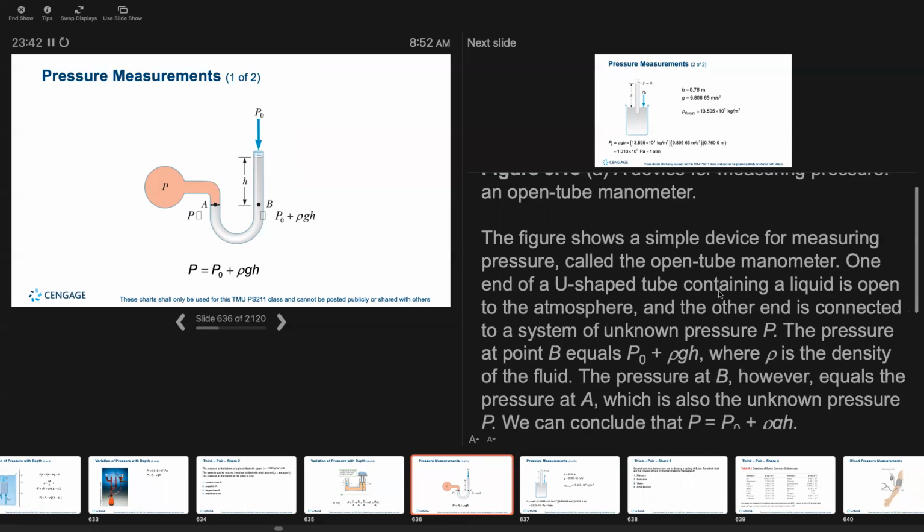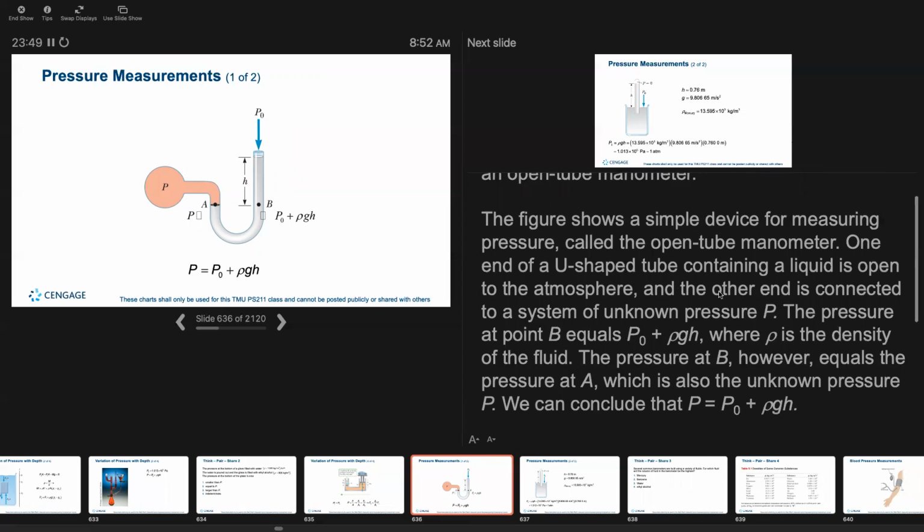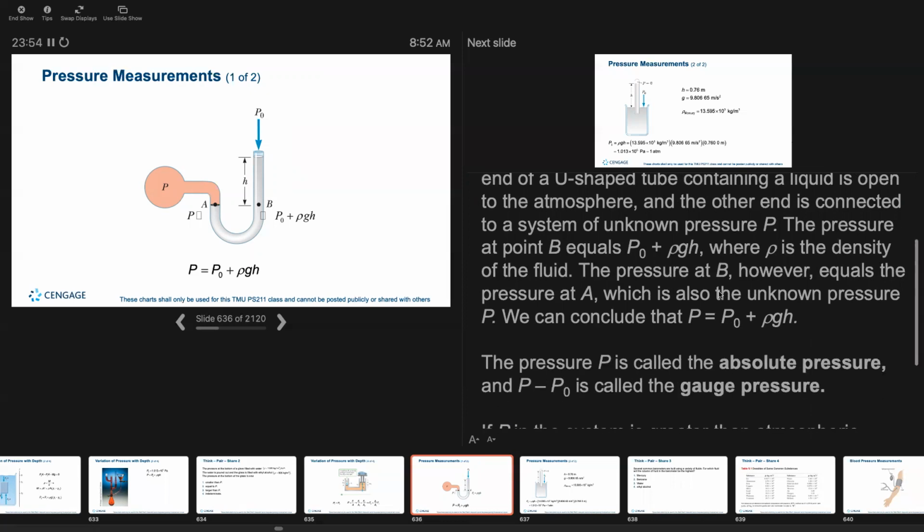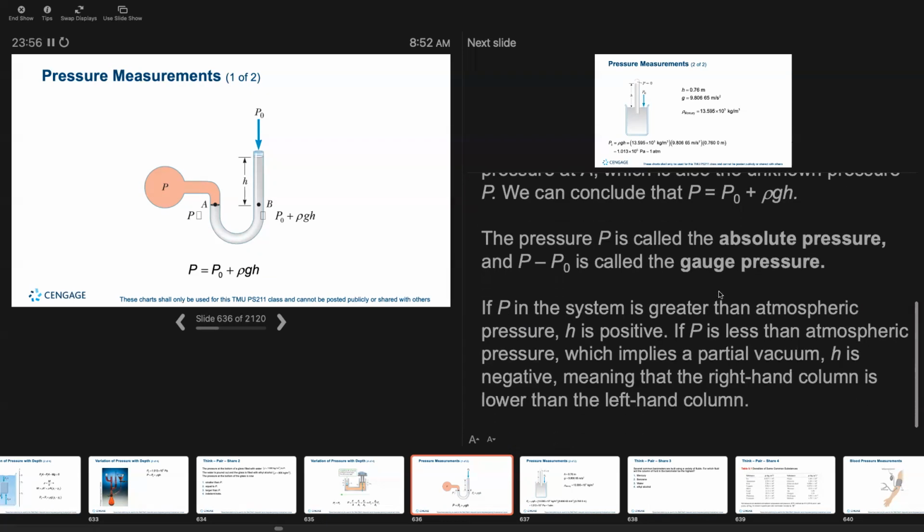The pressure at point B equals P0 plus ρgh, where ρ is the density of the fluid. The pressure at B, however, equals the pressure at A, which is also the unknown pressure P. We can conclude that P equals P0 plus ρgh. Pressure P is called the absolute pressure, and P minus P0 is called the gauge pressure. If P in the system is greater than the atmospheric pressure, h is positive. If P is less than the atmospheric pressure, which implies a partial vacuum, h is negative, meaning that the right-hand column is lower than the left-hand column.